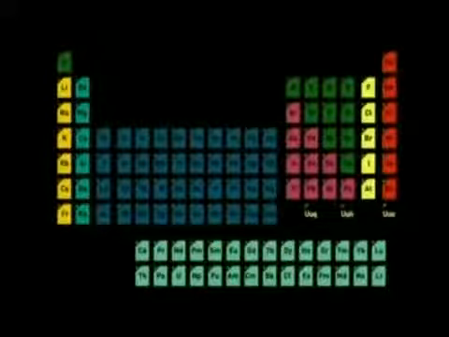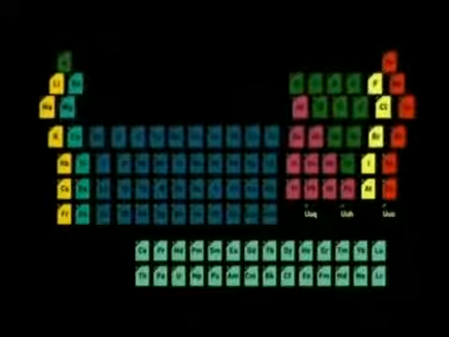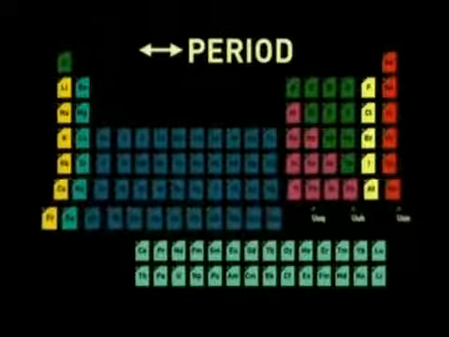Some groups, like Group 1, are extremely similar, and other groups, like elements in Group 4, don't seem that much alike at first glance, but each group has a common set of characteristics. Horizontal rows are known as periods. A new row or period is started whenever patterns repeat.